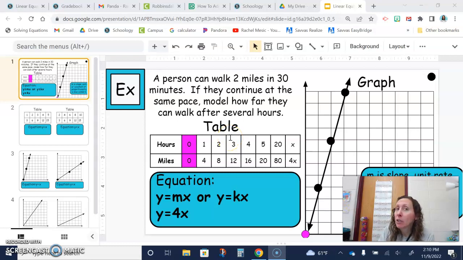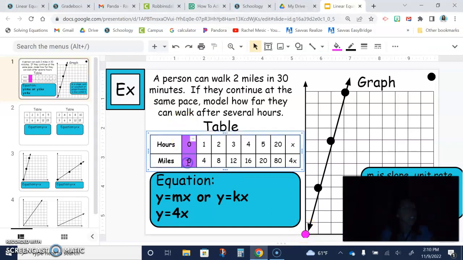Today we're going to dive a little bit deeper talking about proportional graphs. So here's an example from our previous lesson. A proportional graph is a straight line and it starts at the origin, which is 0, 0. That can also be seen in the table.